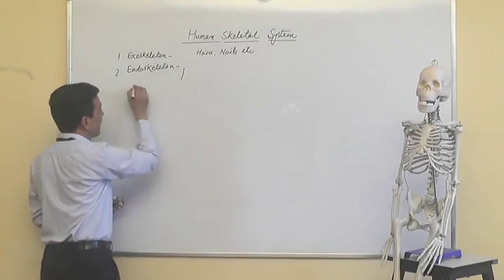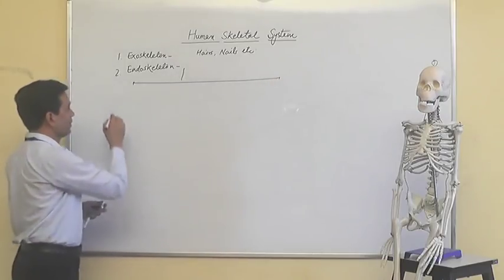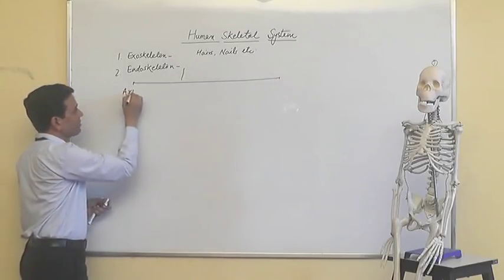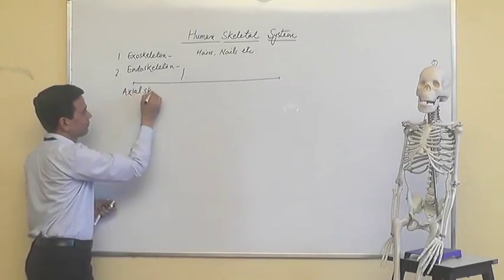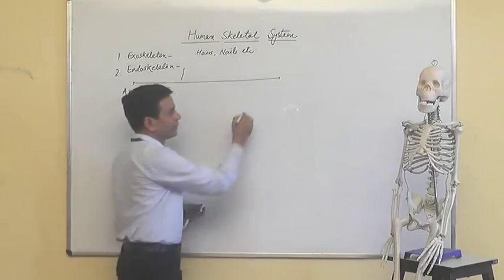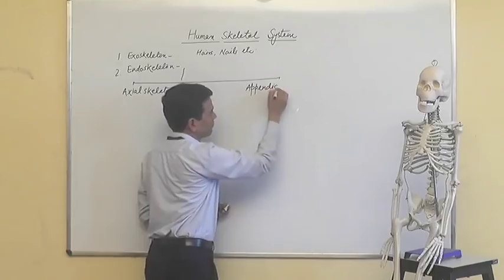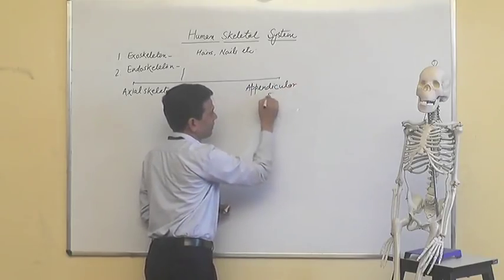Endoskeleton comprises two parts. Number one, axial skeleton, and number two, appendicular skeleton.